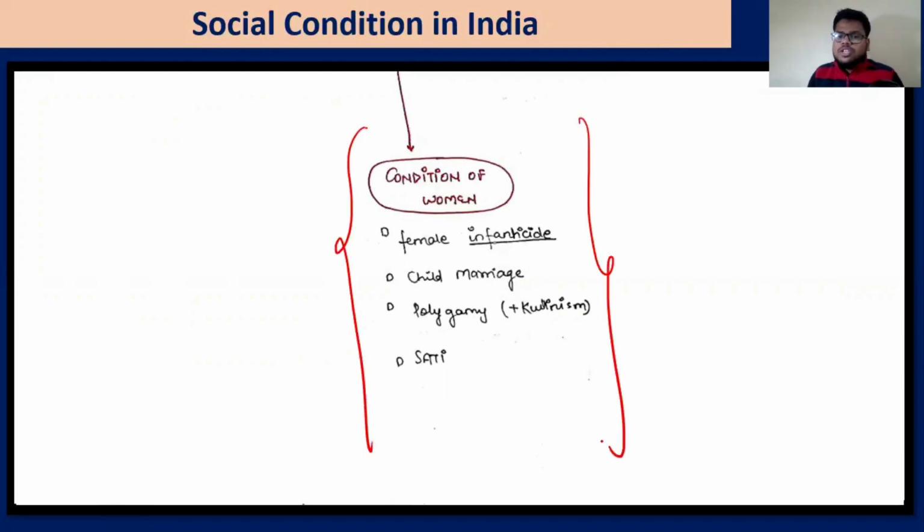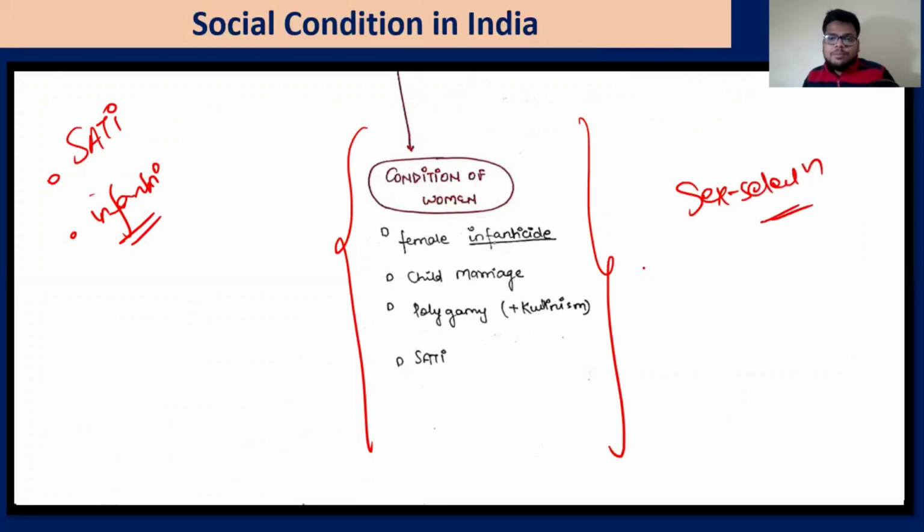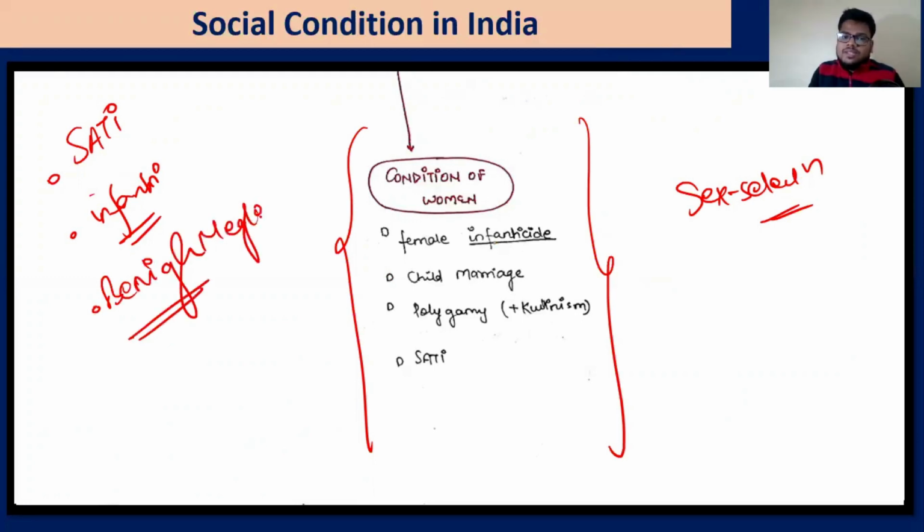If we talk about the condition of women, we have seen the situation of sati, we have seen the situation of infanticide. Female foeticide was not there, obviously, because they did not have the idea of sex selection technology, right? So infanticide used to happen. Benign neglect obviously was there. Benign neglect means that even if the girl is born and she is allowed to live, she will be neglected throughout her life till the time she is married.